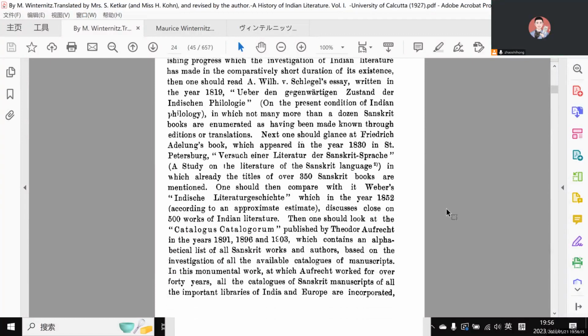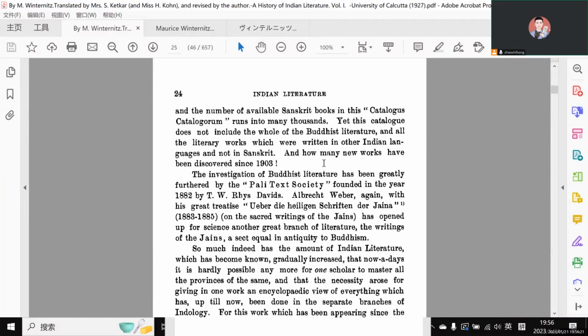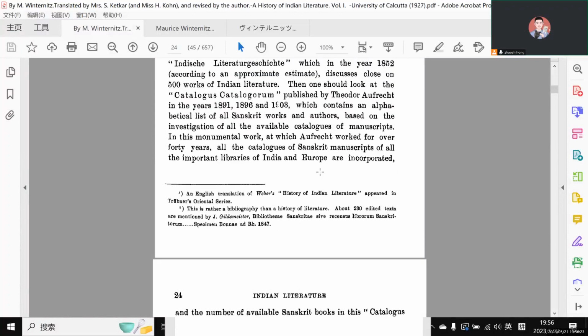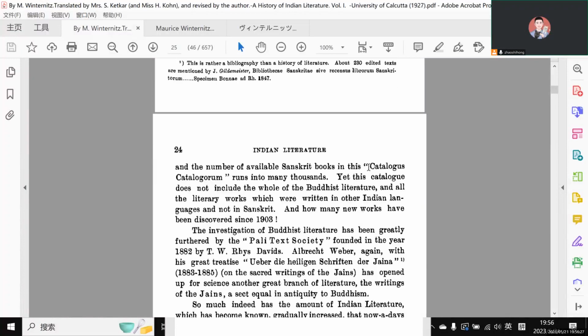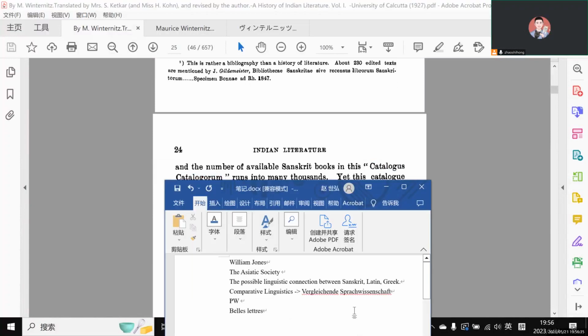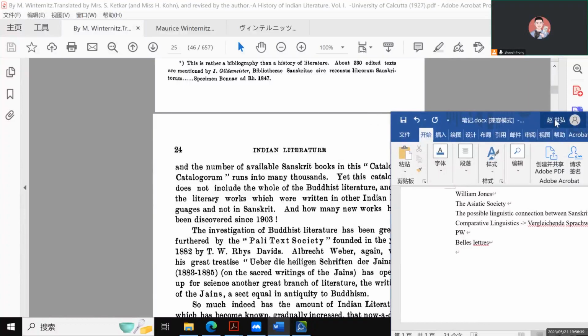And next, what do we have? You can see actually many scholars doing this. Yes, this one. We have a catalog of the already collected Sanskrit manuscripts called Catalogus Catalogorum. But now it has many new volumes published recently.